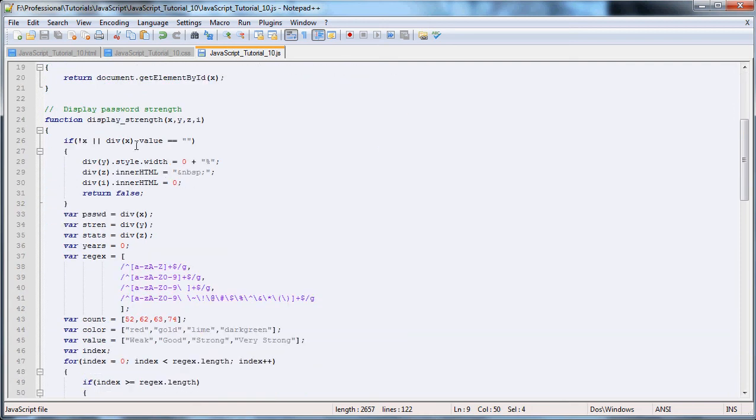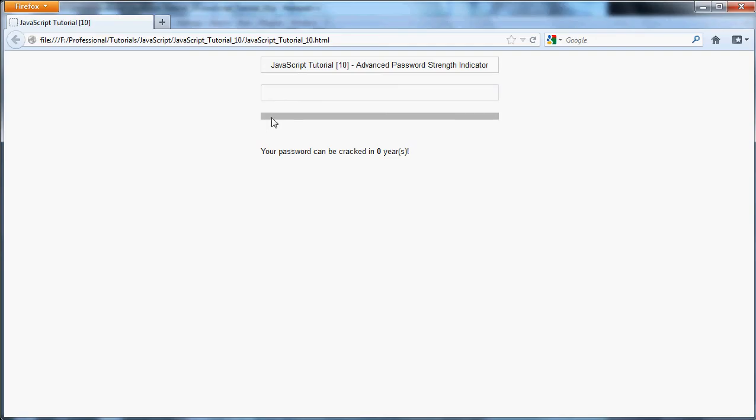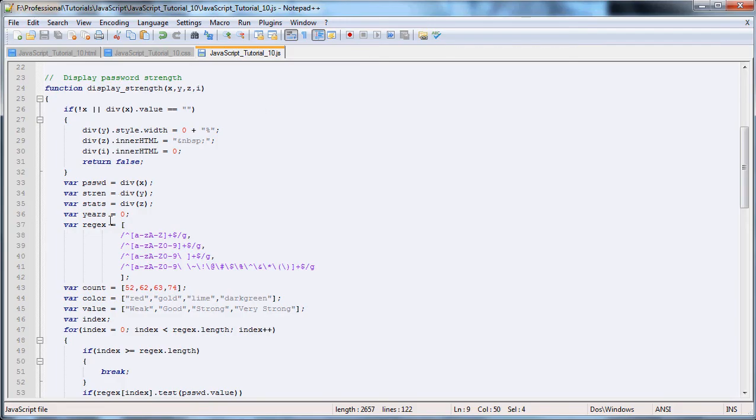Okay, so this function right here, display strength, is what paints. So in other words, it's what paints this. So if I start typing, this is display strength. That's what it's doing. Okay, this is the whole point for display strength. So we go through display strength.